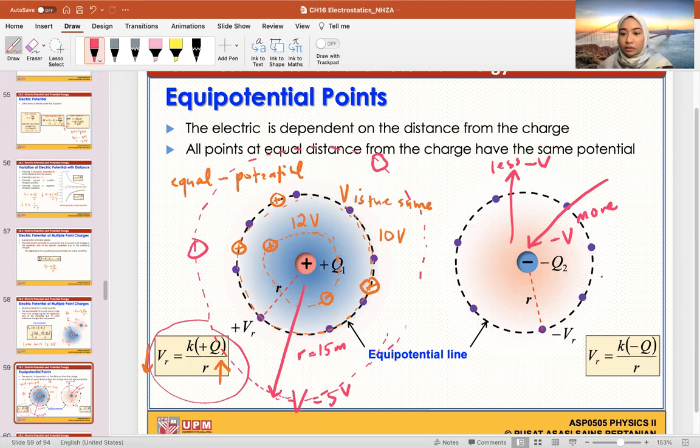Okay, so it depends on the R. So moving away, the value becomes smaller or becomes less negative. Going closer to the negative source charge gets more negative. Okay. And the same as the positive source charge, at a certain radius, the potential is the same. So if it's 5 volt over here, it's 5 volt over there. Okay, along those lines, same radius, same volt. That's equipotential.